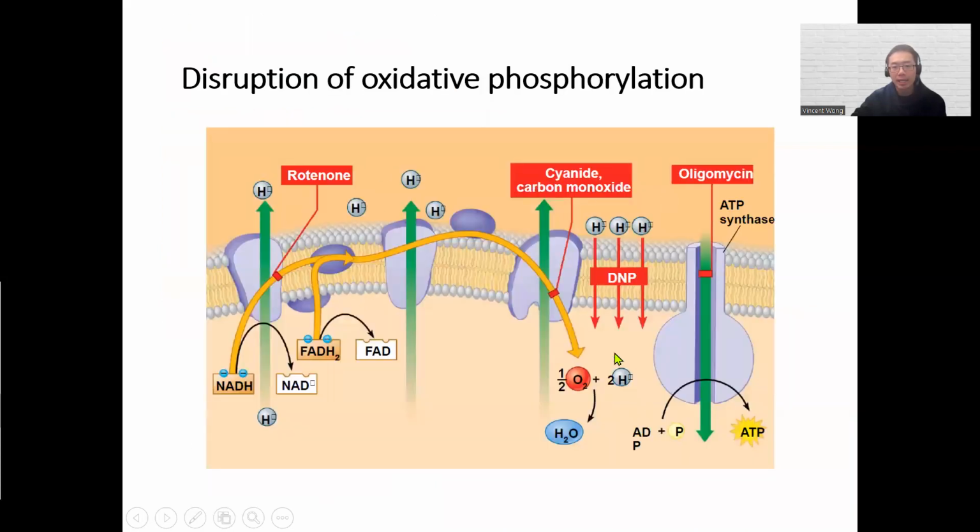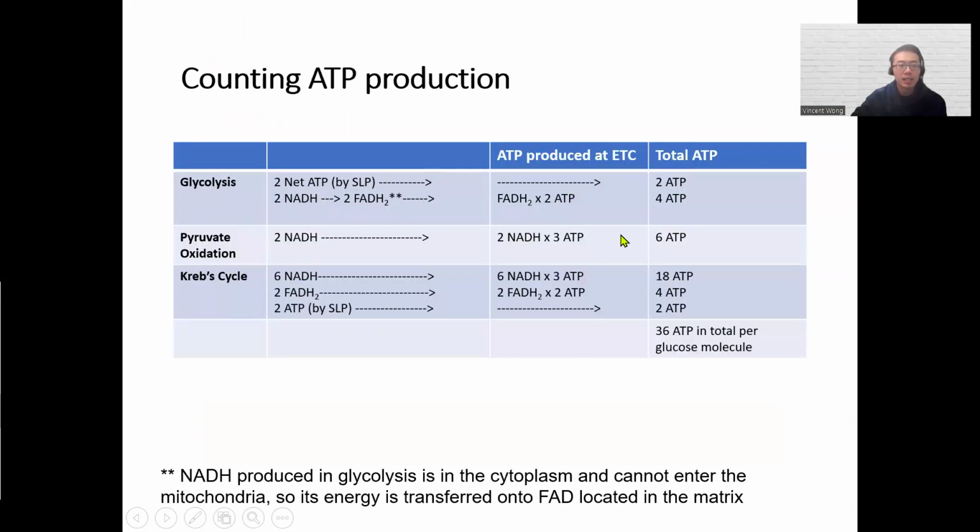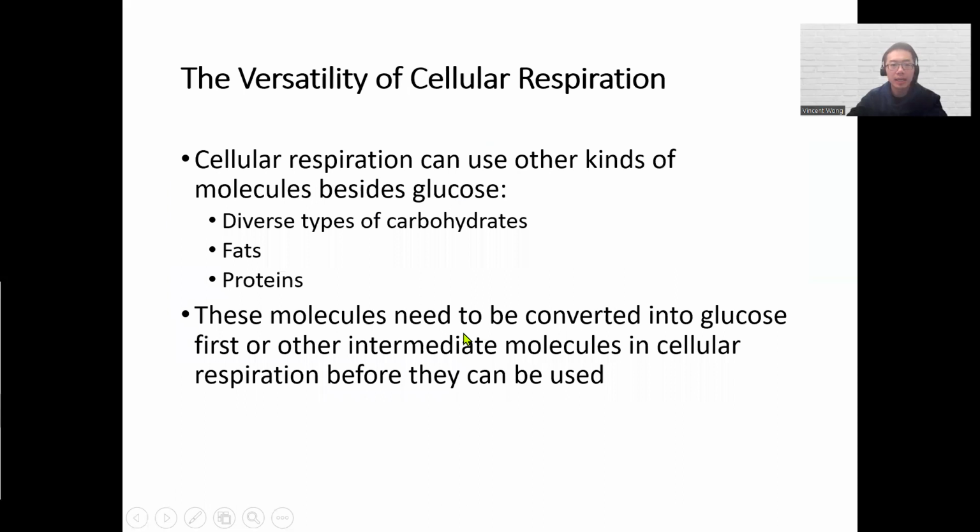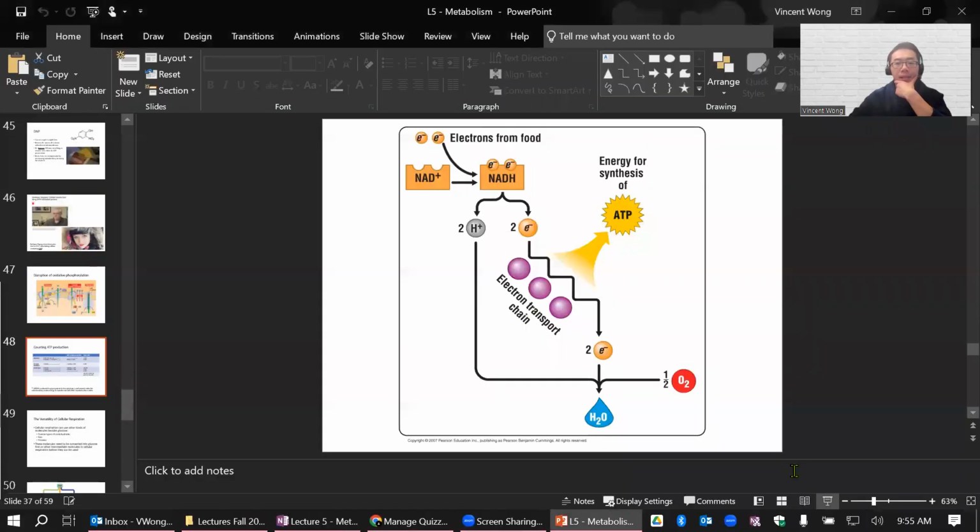Okay, so these are the different ways that it could disrupt it, right? We talked about rotenone blocking the first protein, cyanide and carbon monoxide blocking the last protein, DNP making the membrane leaky, and oligomycin blocking the ATP synthase. So this accounts for all the ATPs that are produced in each of the different steps. The only one that's a little bit different is the NADH that's produced in glycolysis. So let me go explain that to you.